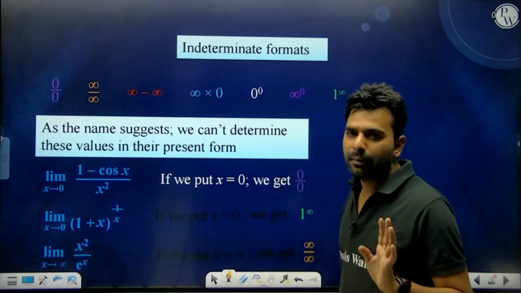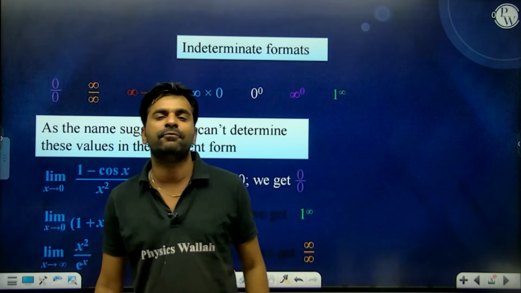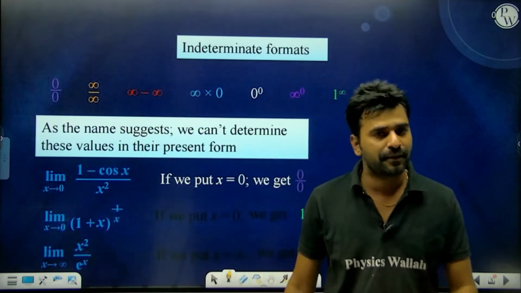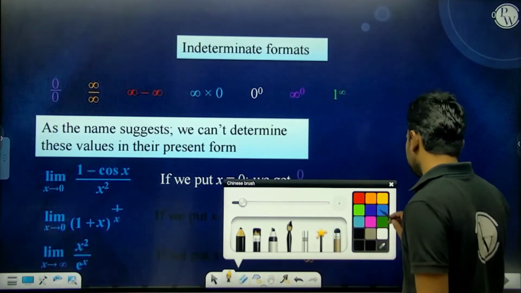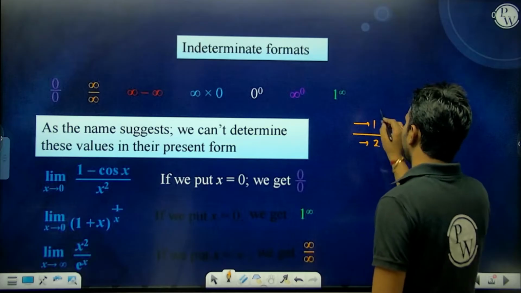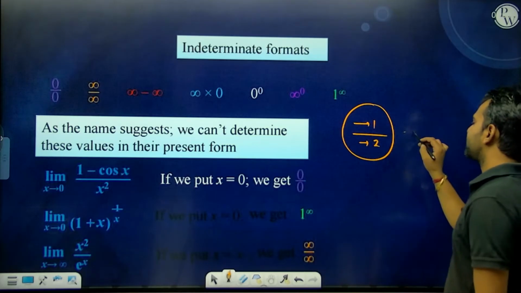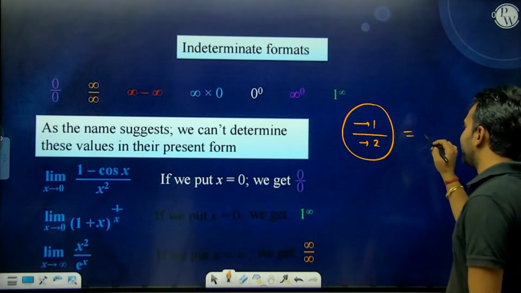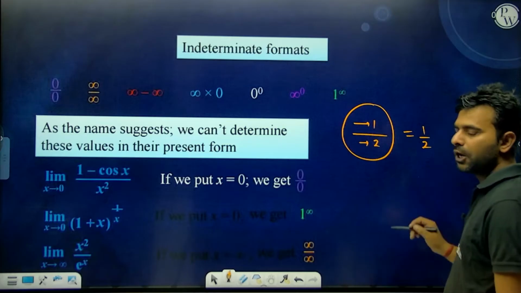Limits is all about indeterminate forms. What are indeterminate forms? The indeterminate forms are the forms which can be determined but after certain manipulation. Understand this particular thing. If I am saying that a number is written like this, in which numerator is going towards 1 and the denominator is going towards 2, then this number will go towards where? You can definitely say that it will be going towards 1 by 2 only.